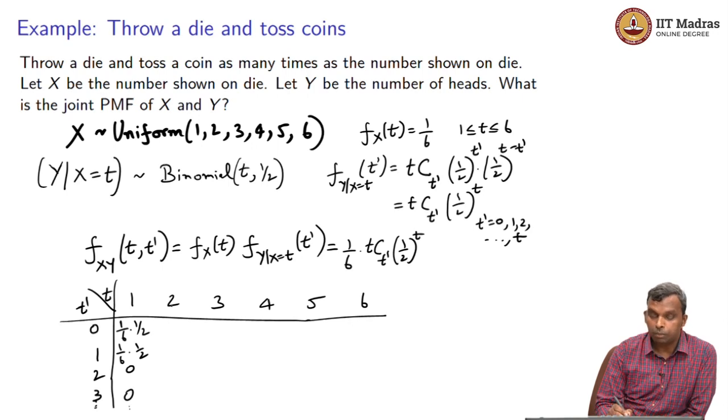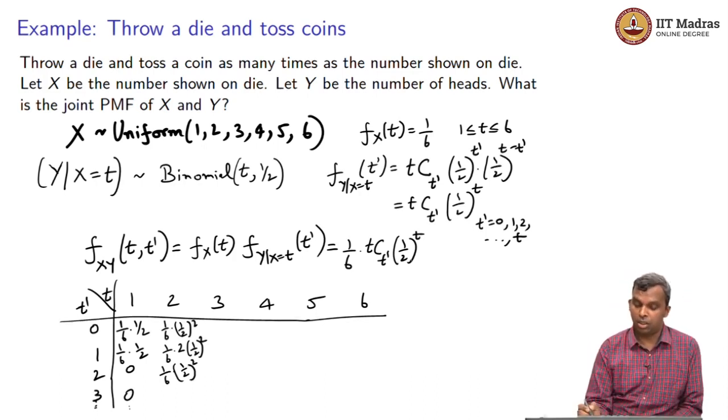What about for 2? For 2 here you will get 1 by 6 times 1 by 2 squared. So here you will get 1 by 6 times 2 times 1 by 2 squared, and here you will get 1 by 6 times 1 by 2 squared, right? You can see how I'm just using this formula for different values of T prime and getting it done. After that 0, and then for 3 you will have everything written down, for 4 you will have everything written down, and for 6 you will have everything written down. It will have an upper triangular sort of shape if you write it down. So it's an exercise for you to fill this table. Go ahead and fill it out fully.